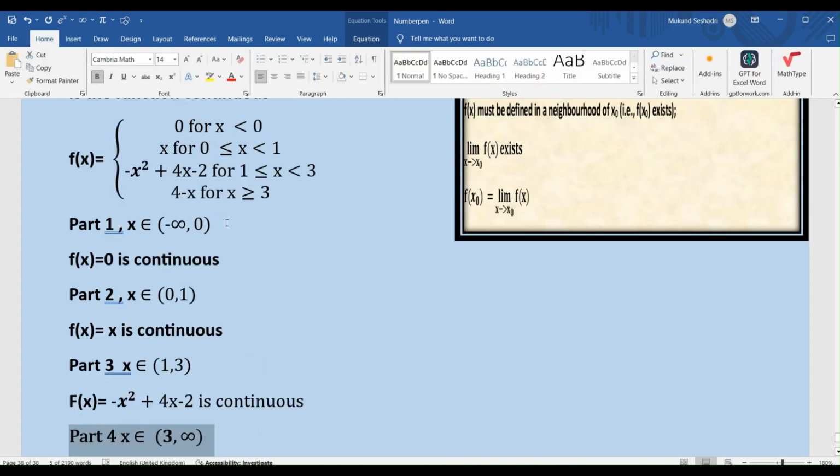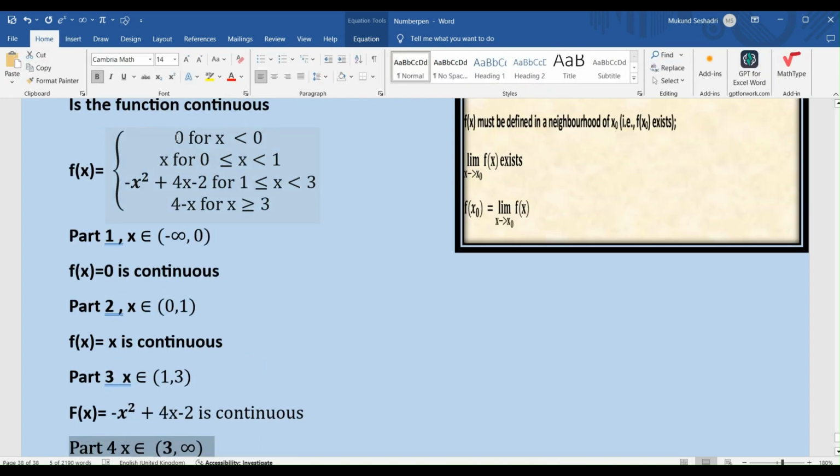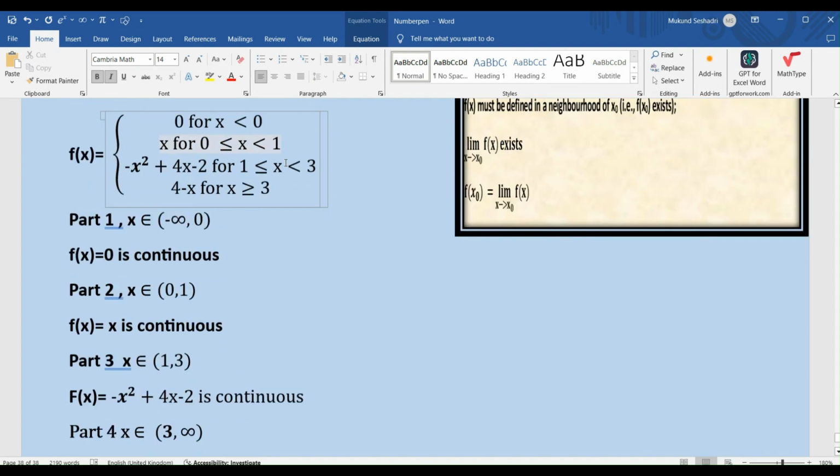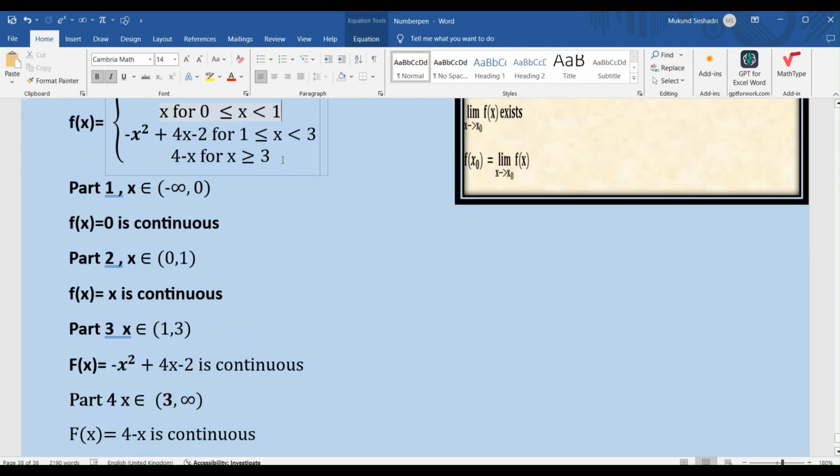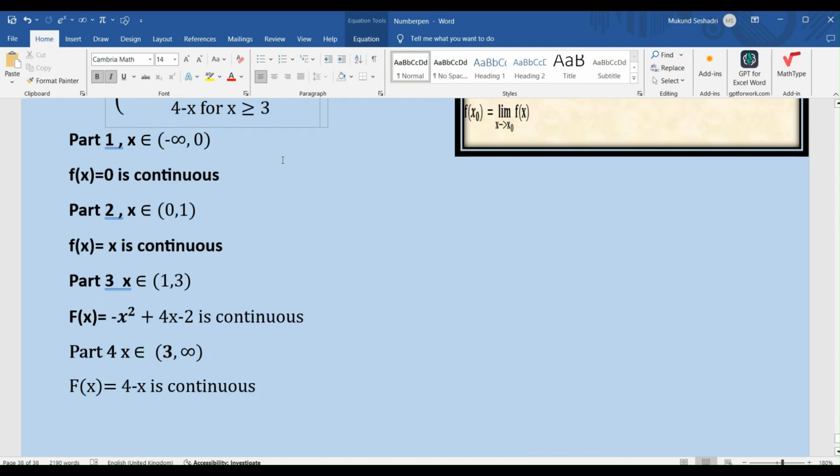Now what are those points? The function undergoes a transformation at x equals 0, and then at x equals 1 there is a transformation, and then at x equals 3 there is a transformation. So we have three critical points to examine. So x equals 0 will be our first point, right, which is our part 5.